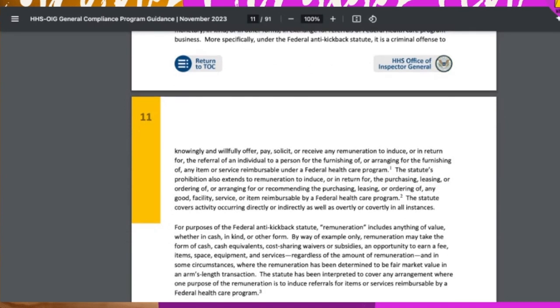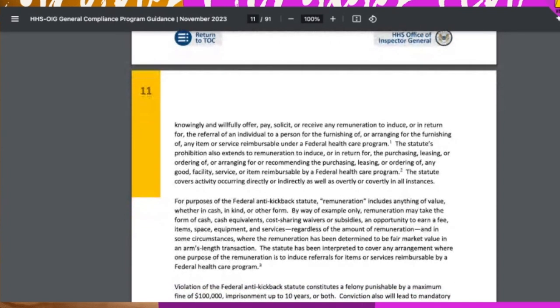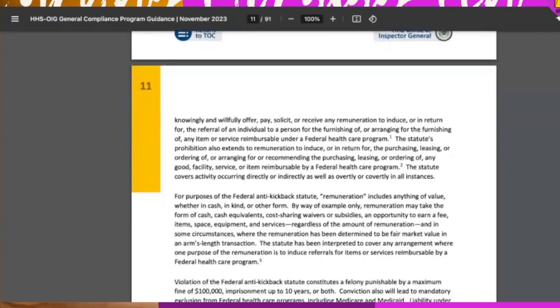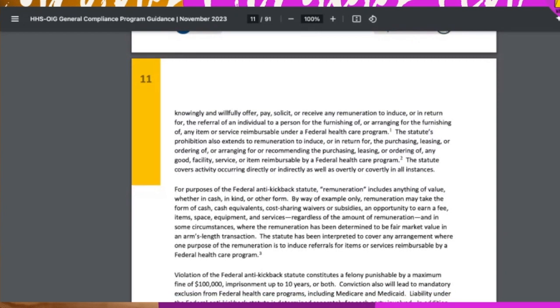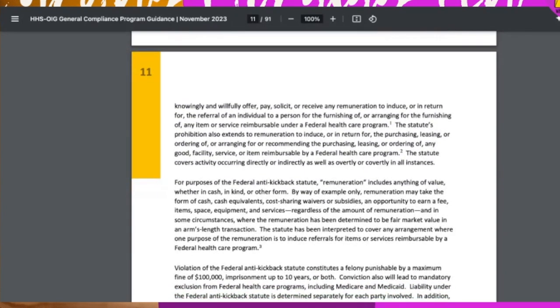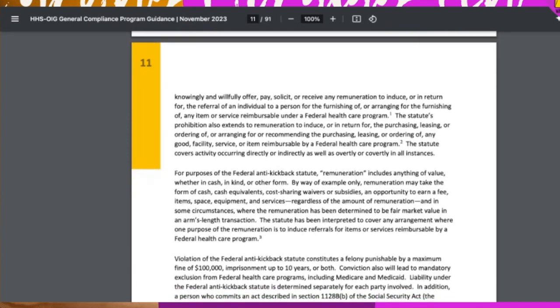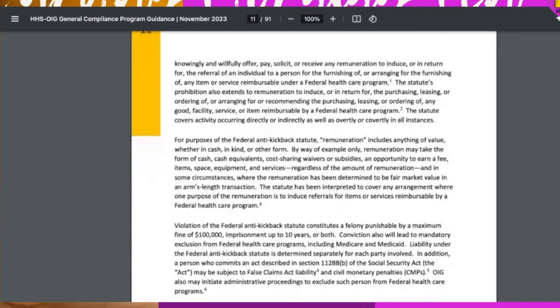The statute's prohibition also extends to remuneration to induce or in return for the purchasing, leasing, or ordering of, or arranging for or recommending the purchasing, leasing, or ordering of any good, facility, service, or item reimbursable by a federal healthcare program. The statute covers activity occurring directly or indirectly, as well as overtly or covertly in all instances. And then remuneration is anything of value, cash, in kind, or in any other form.